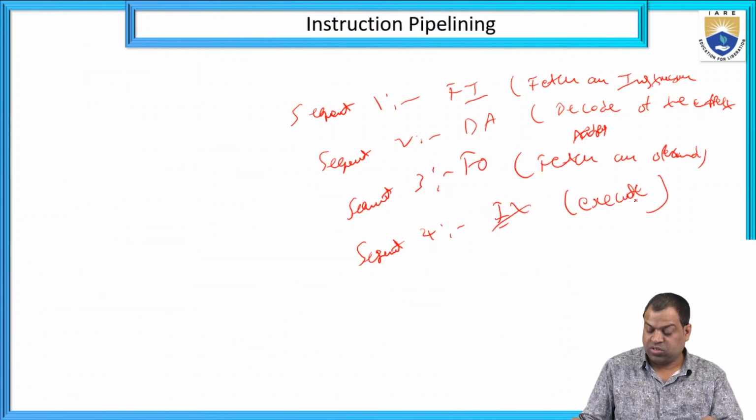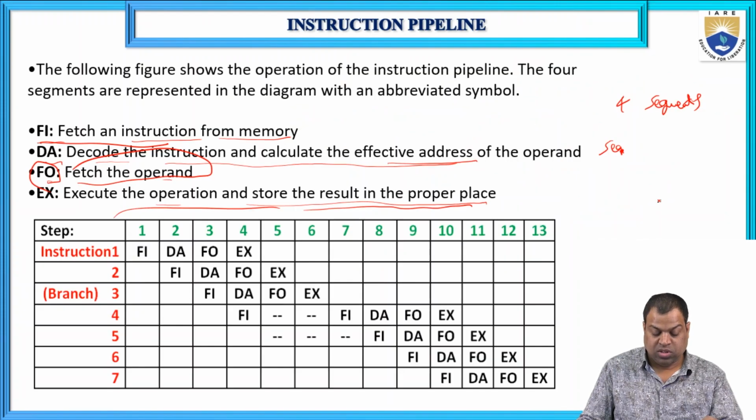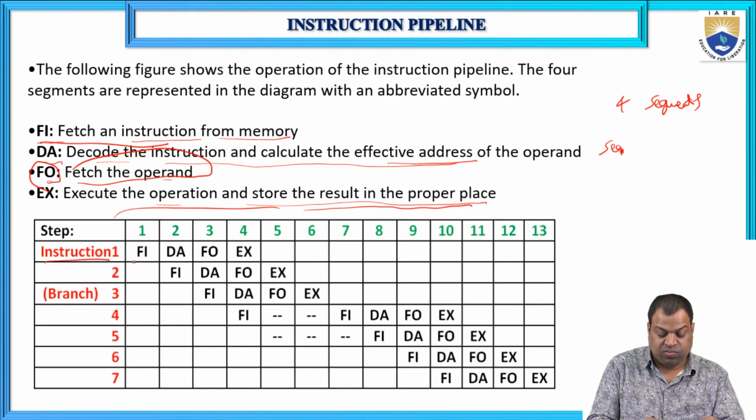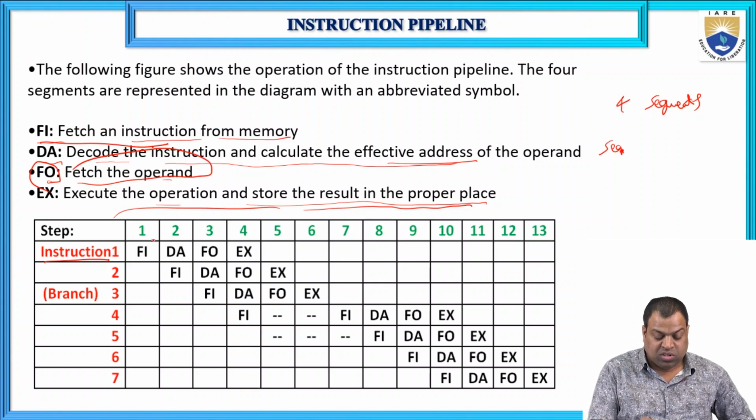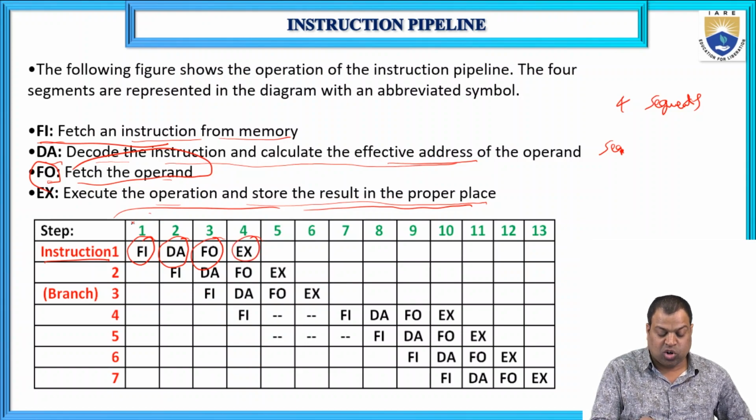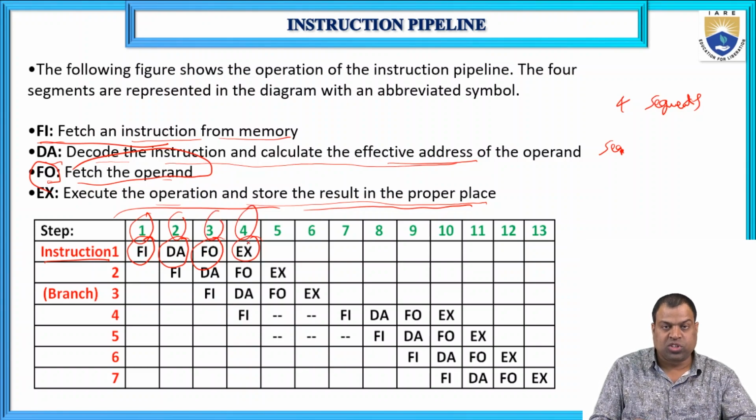Here is execution. So for the first instruction, any instruction, the first step is FI, meaning fetching. In the second cycle it goes to DA, meaning decoding. After that it goes for fetching the operand and execution. It is the first clock pulse, second clock pulse, third clock pulse, fourth clock pulse. So the first, second, third, fourth stages are completed.